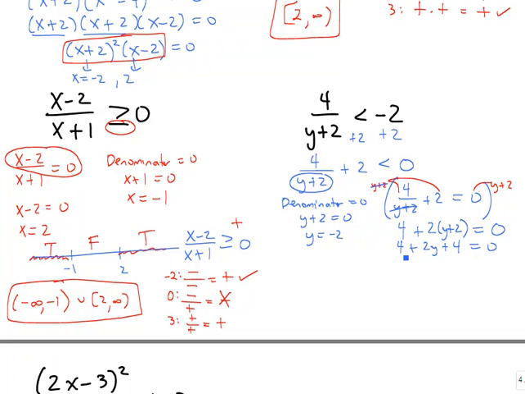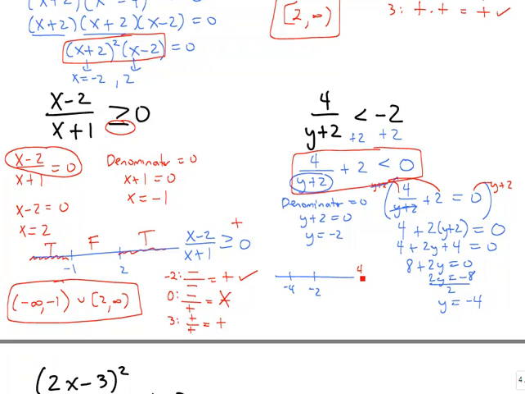Combine like terms. 4 plus 4 is 8. And now getting the 8 to the left or the right side, dividing by 2, I get y could be -4. So the two numbers that we're going to put on our number line are -4 and -2. And what we're testing them into is this inequality with the 0. I like to compare to 0. I think it's a little easier than trying to compare to -2.